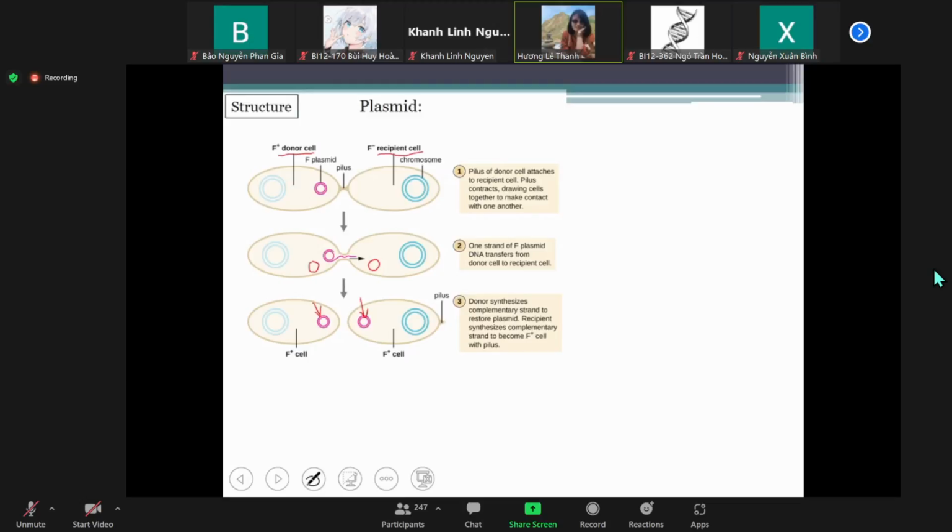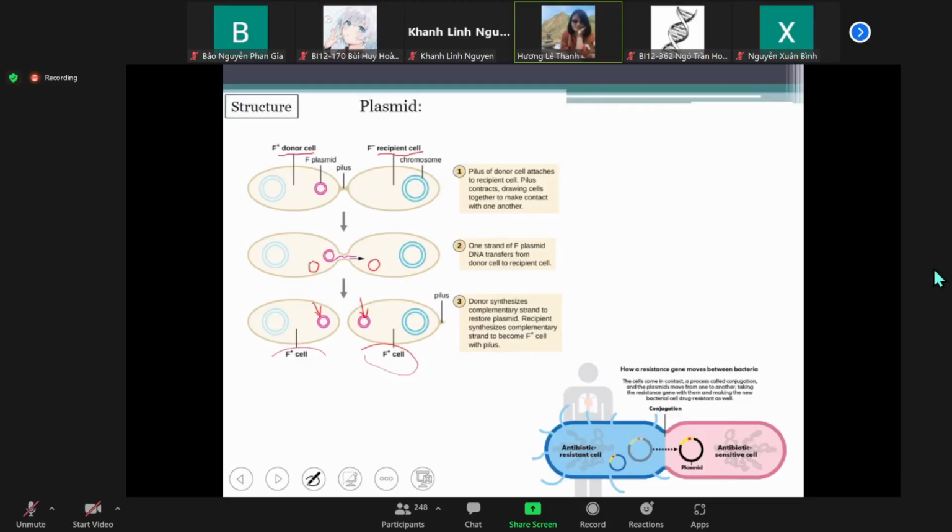So it's really important in the context of antibiotic resistance. You know that with antibiotic-resistant cells, when we treat the patient with antibiotics, there could be some mutant bacteria that can survive. It means they have mutation genes that can prevent the antibiotics' effects, and they will transfer these by conjugation.